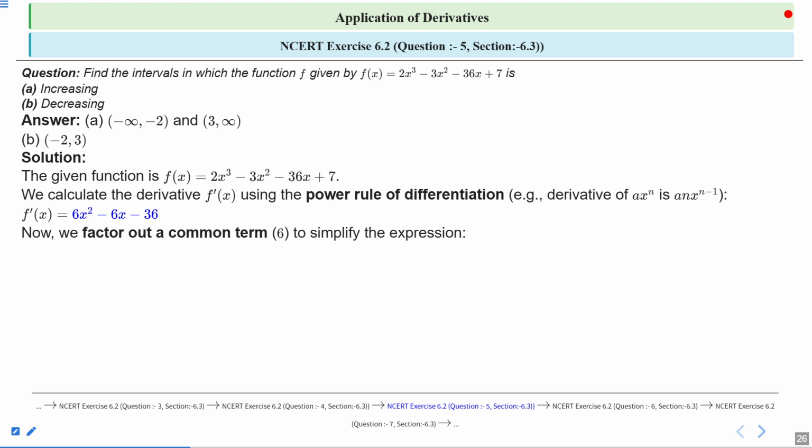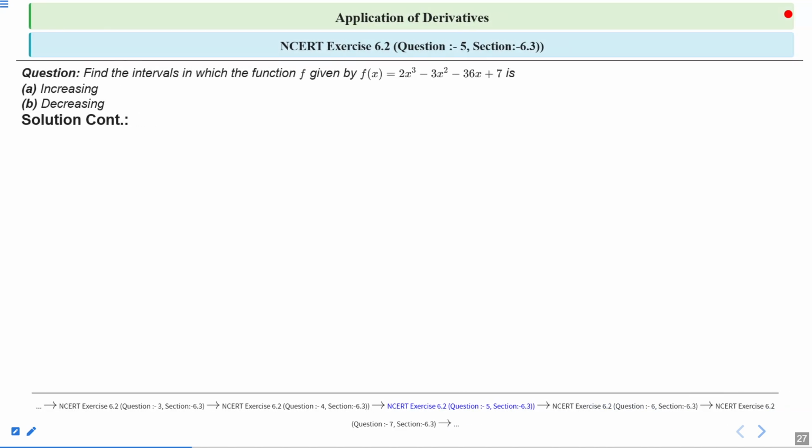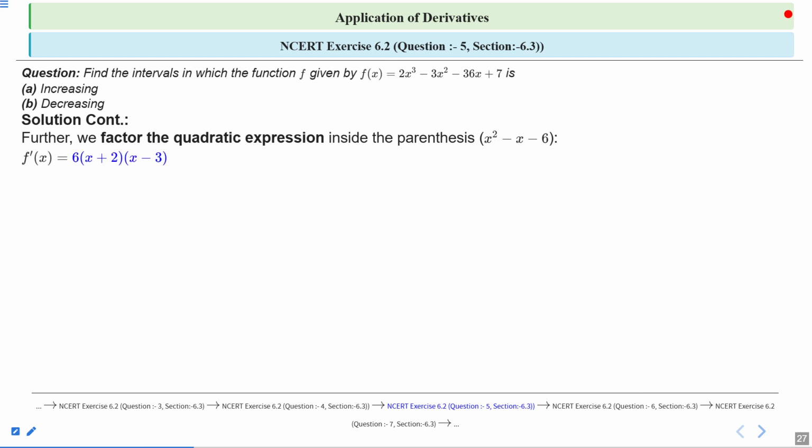Now we factor out a common term, which is 6, to simplify the expression. So f dash x will be 6 times x square minus x minus 6, right? Further, we factor the quadratic expression inside the parenthesis, which is x square minus x minus 6, right? So f dash x will be 6 times x plus 2 into x minus 3, right?